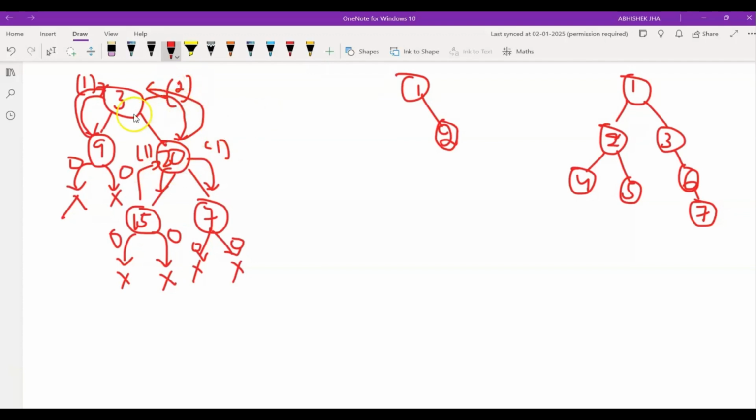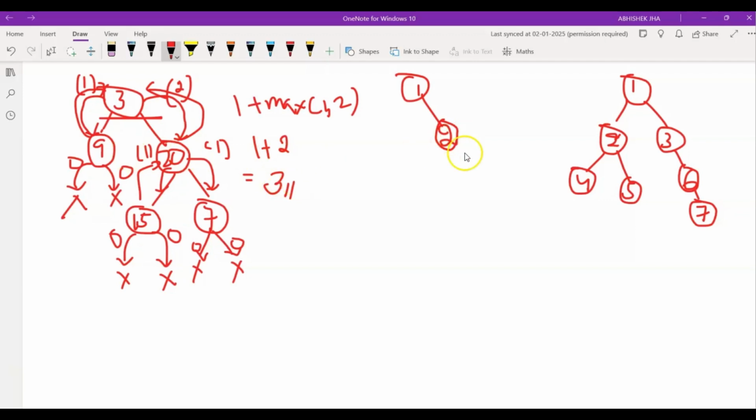So for this given node, we'll calculate the max depth, that is 1 plus max of 1 comma 2. So max of 1 comma 2 would be 2. So 1 plus 2 is 3. So in this way, with the help of recursive calls, we'll visit each and every node and we'll calculate its left subtree and right subtree max depths, and we'll return it by adding 1 to it. In this way, we'll be able to find the max depth of a given binary tree.